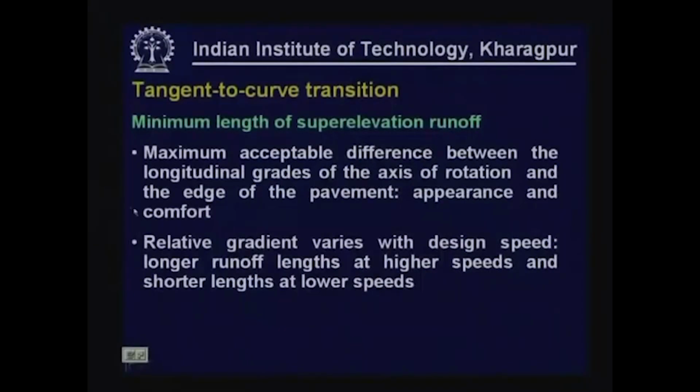Now, as I indicated, we shall discuss the transition control for tangent to curve transition as well as for spiral curve transition. Let us talk first about the tangent to curve transition. Two elements are important for us. One is the length of superelevation runoff, and the second item is the length of tangent runout. Now, let us see first the length of superelevation runoff for tangent to curve transition.